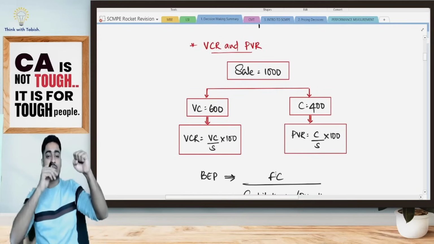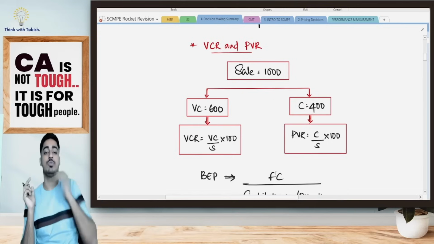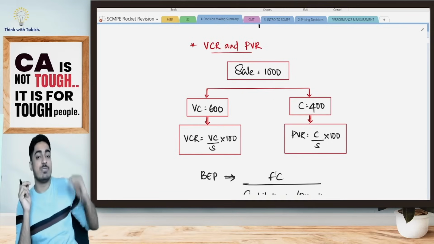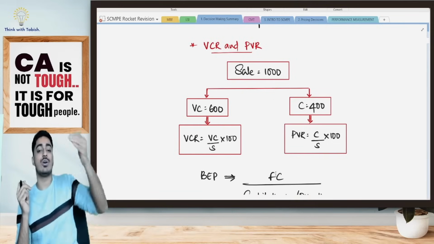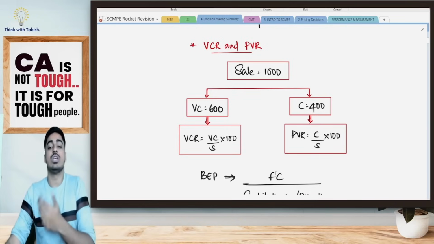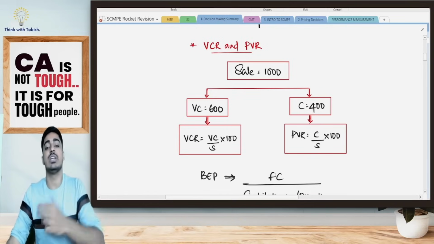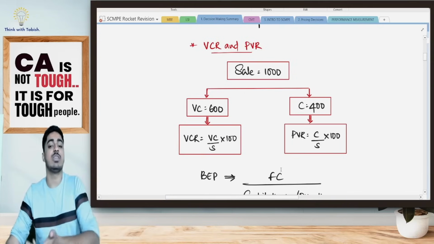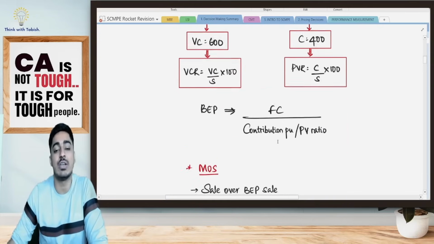Suppose my sales is 1000, in that variable cost is 600. That means contribution is 400. Yes or no? Yes. What is variable cost as a percentage of sale? 600 on 1000. That is 60%. What is contribution as a percentage of sale? 400 divided by 1000. 40%. That is my variable cost ratio as well as PV ratio. Both of them are complementary.